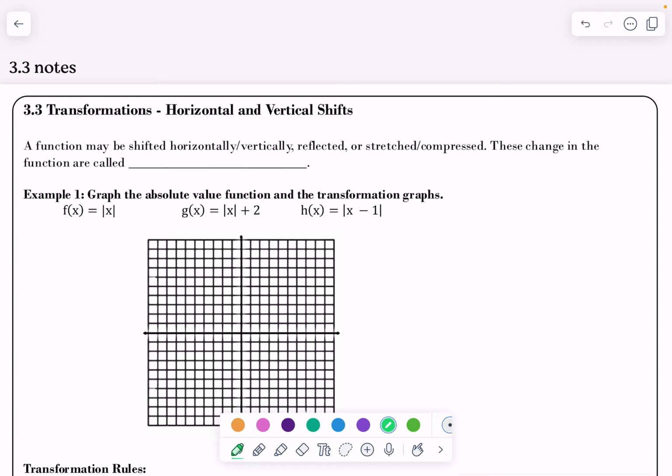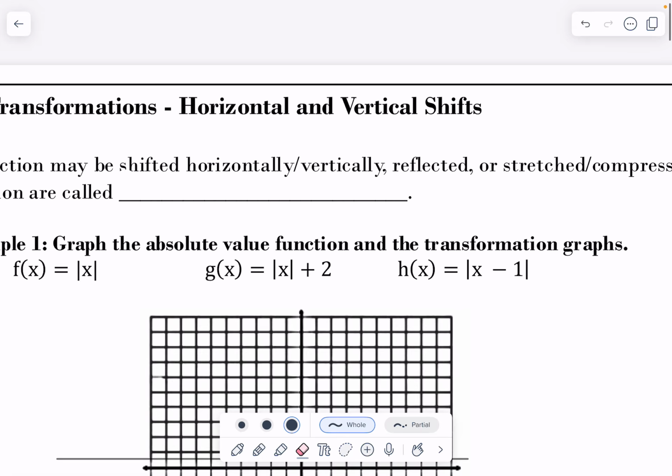So a function is going to be shifted horizontally, vertically, reflected, stretched, or compressed, and these changes are called transformations. Let me actually get a pen color.